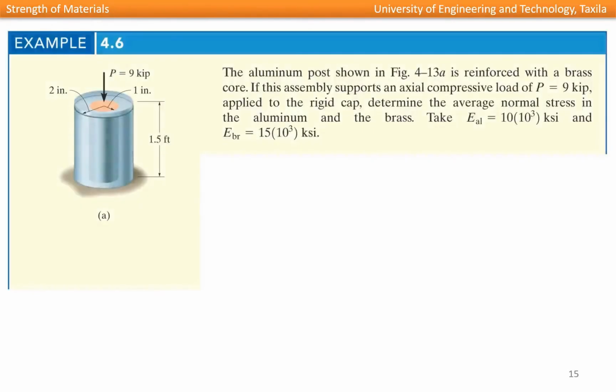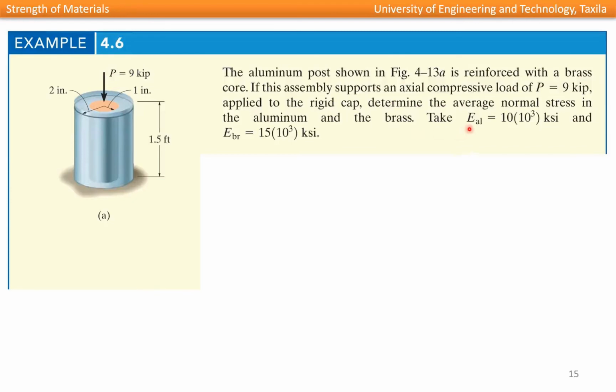Now let's move to the second example. Here, the aluminum post shown in the figure is reinforced with a brass core. So this is the aluminum post outside and it has a filling of brass core inside. If this assembly supports an axial compressive load of P, which is equal to 9 kip, applied to the rigid cap, determine the average normal stress in the aluminum and the brass.